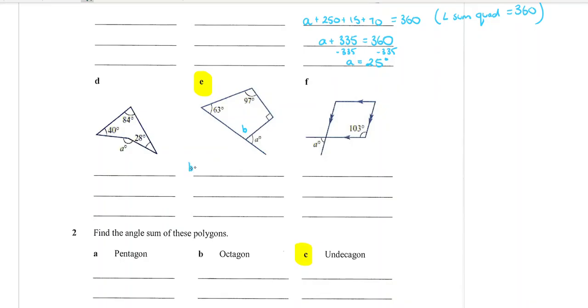B plus the 90 plus the 97 plus the 63. So all of the angles inside the quadrilateral add to 360. That will be angle sum of quad equals 360 again. We're going to be tight on space for this one, so I'm writing up on the top there. Then we're going to add together the 90 plus the 97 plus the 63, which gives 250.